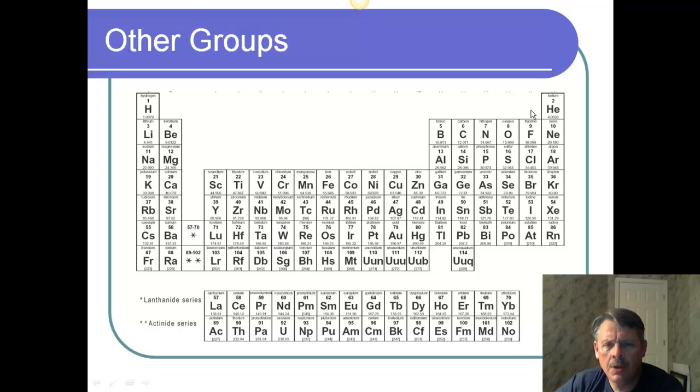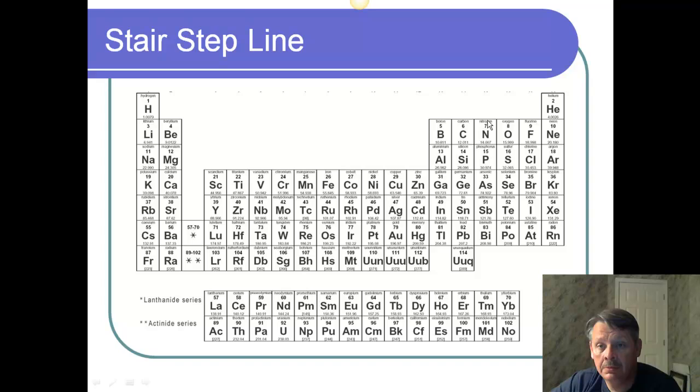Now, there are all sorts of other groups. What about this group right here? What would we call it? Well, we tend to call it the boron group. Why? Because it starts with boron. So what do you think we would call the group next to it? Sure, we call that the carbon group, and the nitrogen group, and the oxygen group. So that's what we just call them, for lack of a better term. We don't want to make up a bunch of names for things we wouldn't use often.